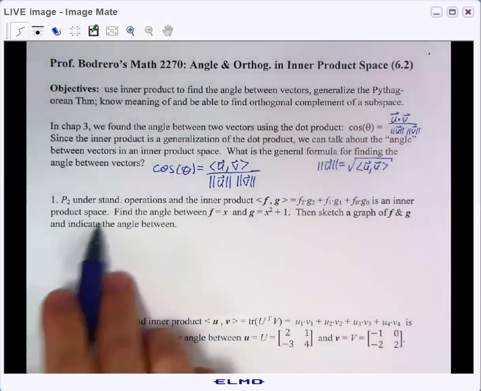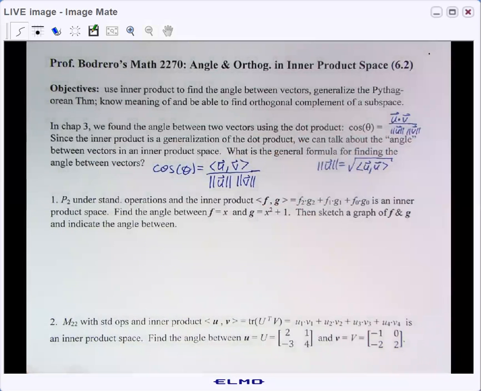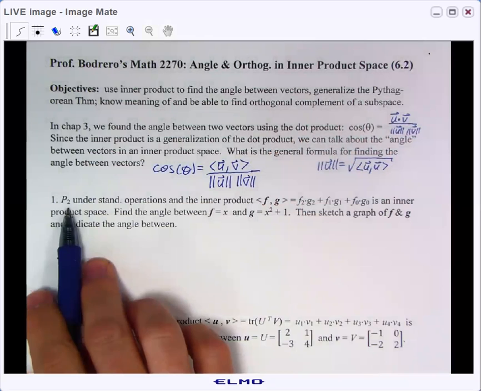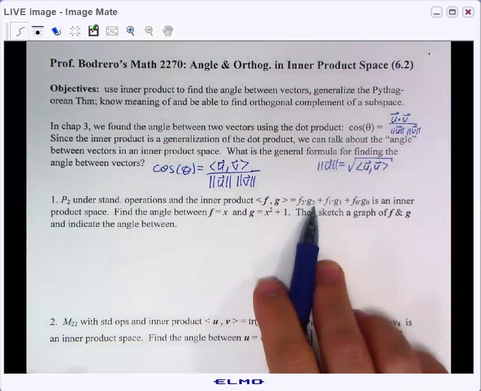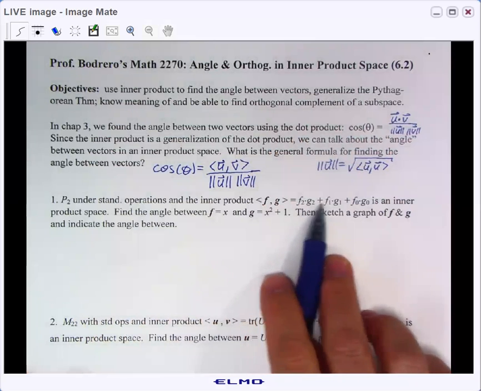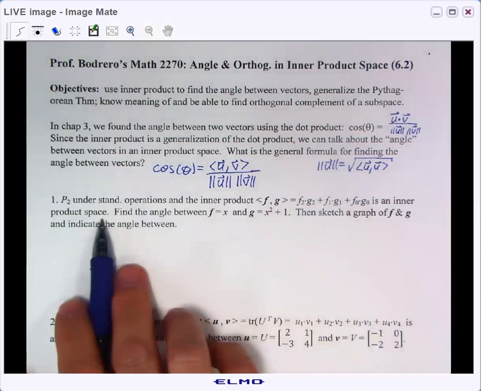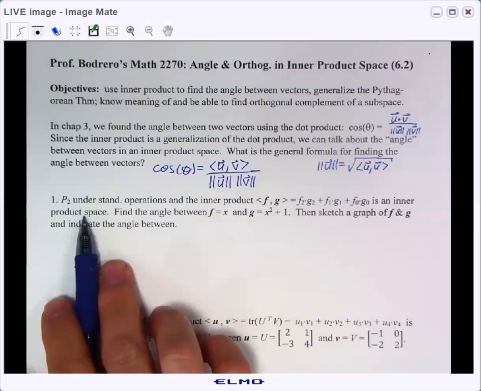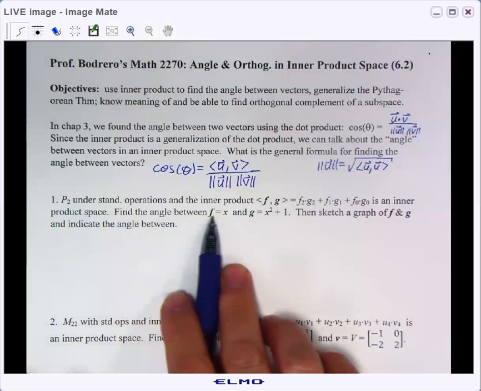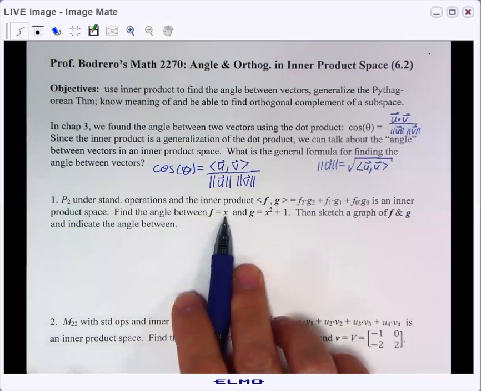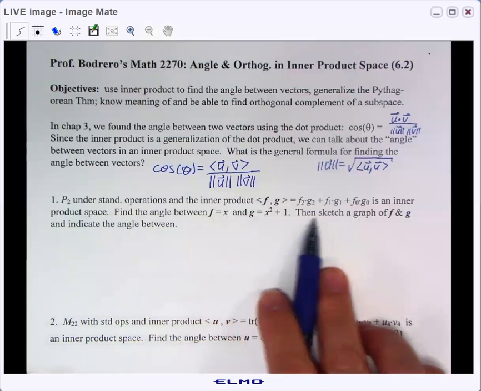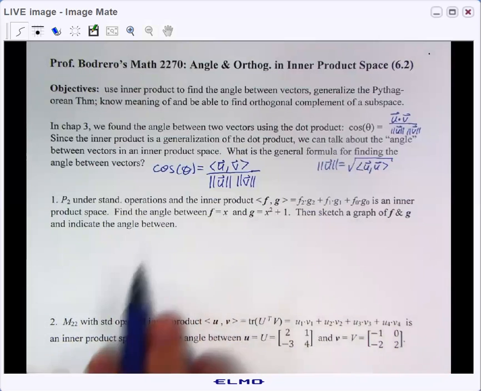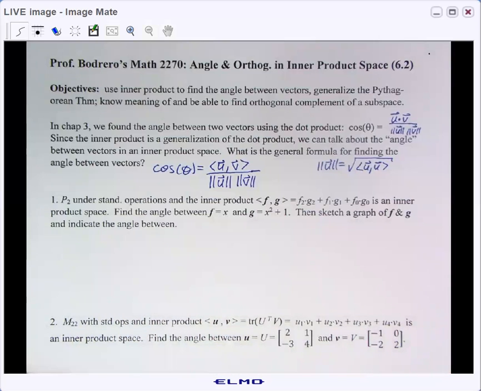So let's look at our first example here. Let's take P2, polynomials of degree 2 under standard operations, and let's use the inner product that we learned last time, basically the dot product. And we showed that this was an inner product space. I want you to find the angle between f vector being the function x and g vector being x squared plus 1, and then sketch a graph of f and g indicating the angle between them. Let's do this one together.